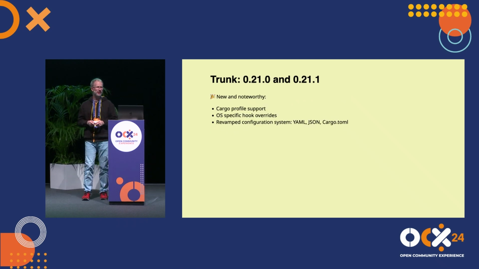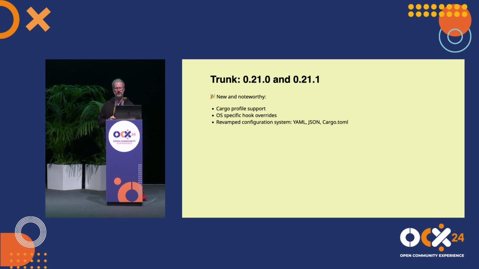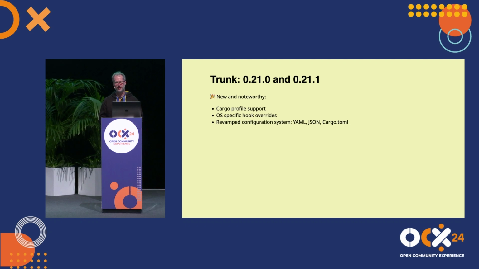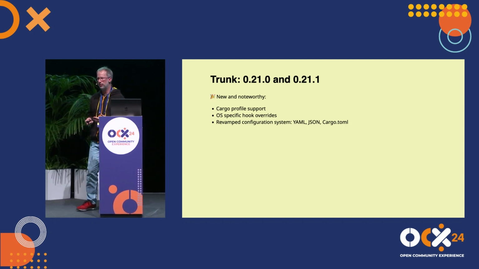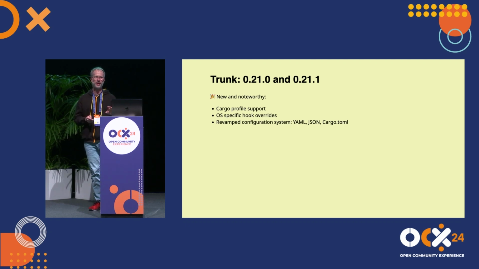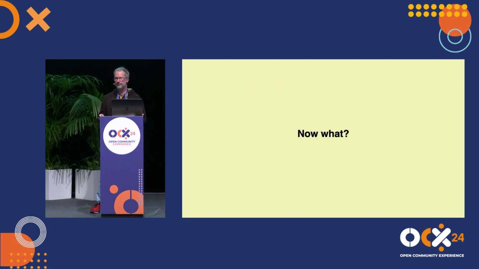So a quick shout out to the currently released version, because as mentioned before, I'm a Trunk maintainer. So I'm happy about the release we did a week or a few weeks back, I think. New and noteworthy is the cargo profile support, which might be important if you share the front-end and the back-end code in the same project. There are OS-specific hook overrides and a revamped configuration system, which not only allows you to use TOML, but also YAML, JSON, and cargo. So you can put information, metadata, and build information for Trunk in the Cargo.toml file itself and make use of that. So that's all tooling and interesting features that we have.